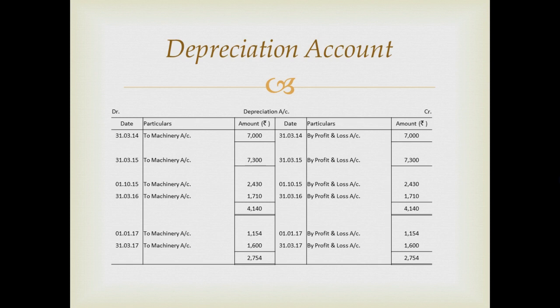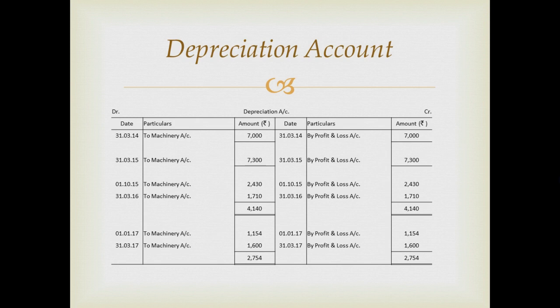On the credit side, we have 1st of October 2015 by profit and loss account 2430 being the depreciation transferred to the profit and loss account for the machine which was sold on that day, and 31st March 2016 by profit and loss account 1710. Again, on the debit side, 1st of January 2017, we have to machinery account 1154 for the depreciation charged on the machine sold on that date.